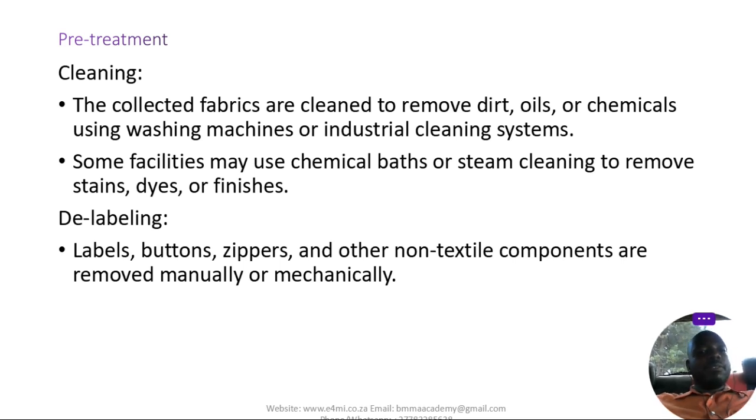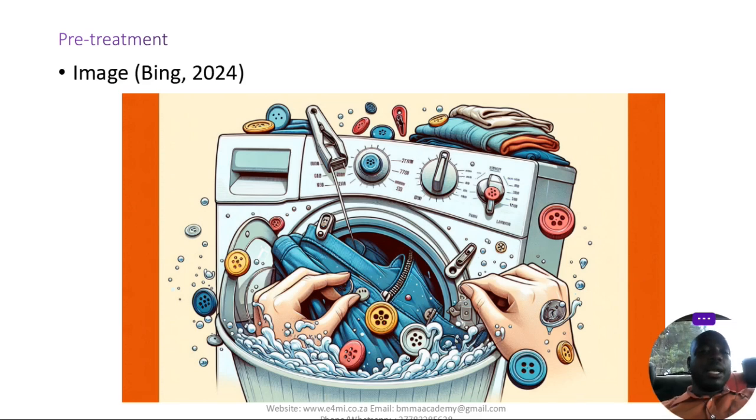First of all, when we have collected the fabrics, we clean them and remove the dirt, the oils or the chemicals using washing machines and industrial cleaning systems. Some facilities may use chemical baths or steam cleaning to remove stains, dyes or finishes. We also need to delabel the garments. We remove labels, buttons, zippers, and other non-textile components. They have to be removed manually or mechanically before we start recycling the fabrics.